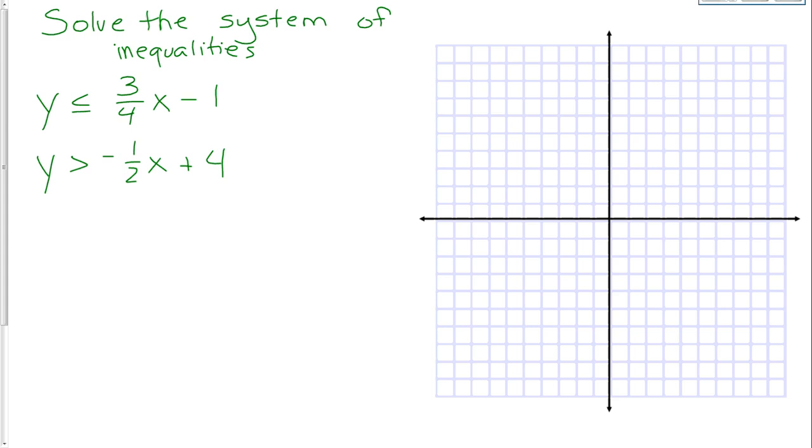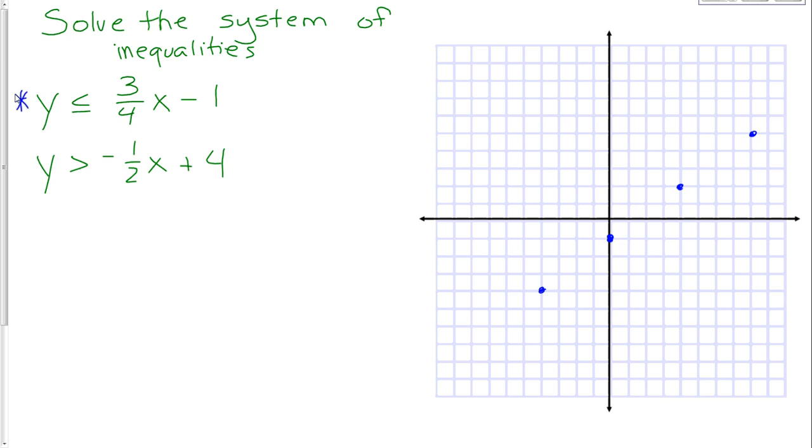So let's start by graphing the first one. I'm going to graph this one in blue. So we're at -1 at our start. We're going to go up 3 and over 4. Oops, that is not correct. That is up 2 over 4, so we go up 3 over 4. Go in the opposite direction, we're going to go down 3 and over 4 as well.